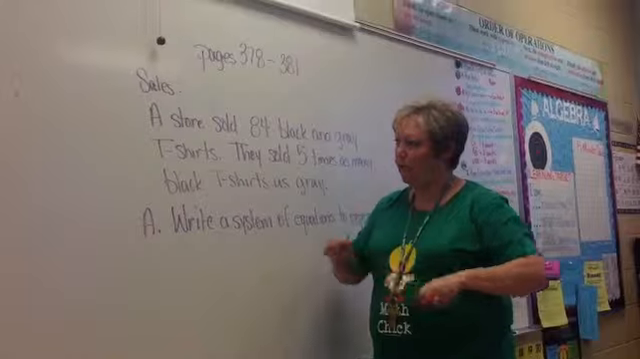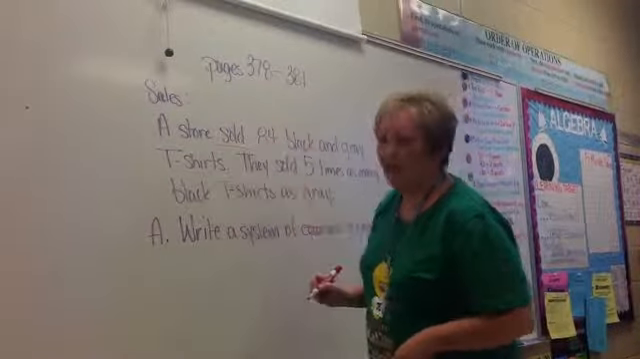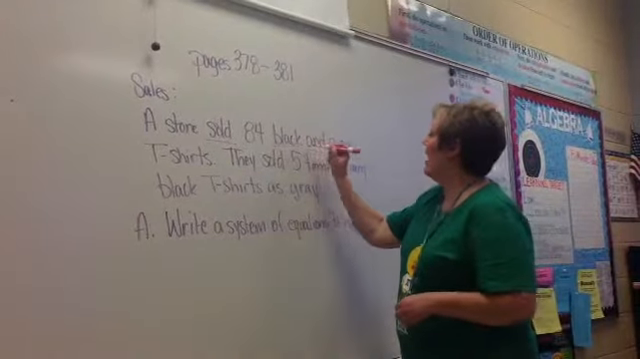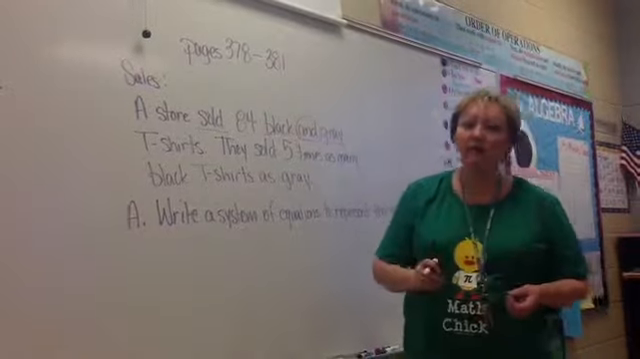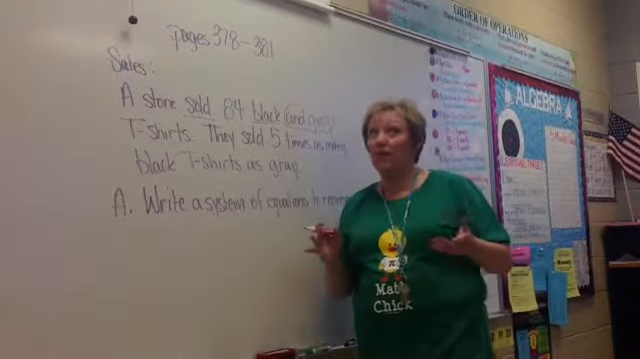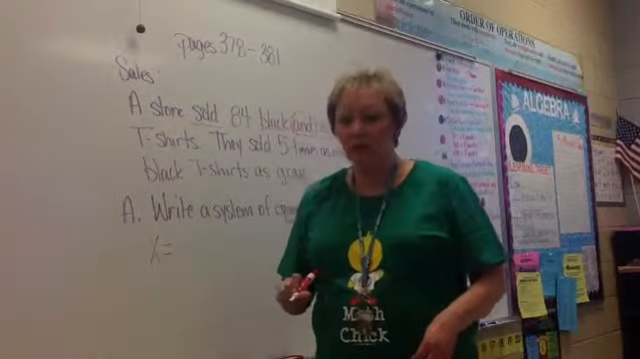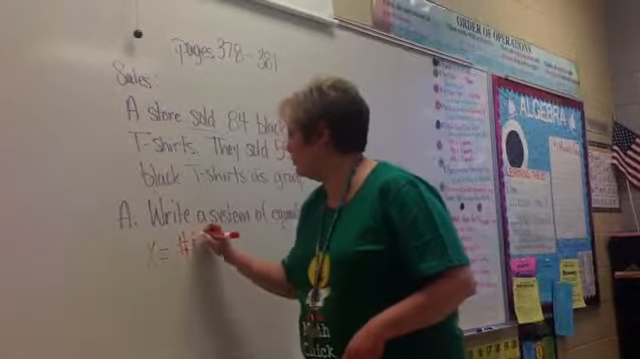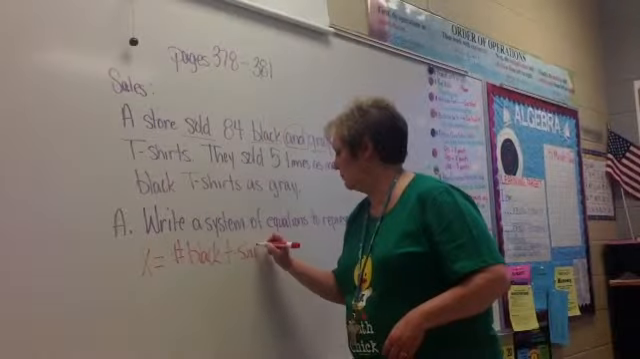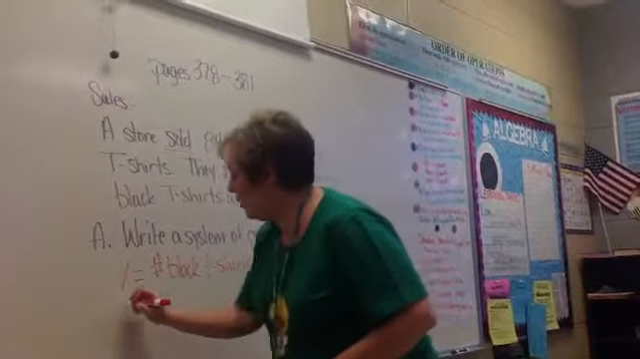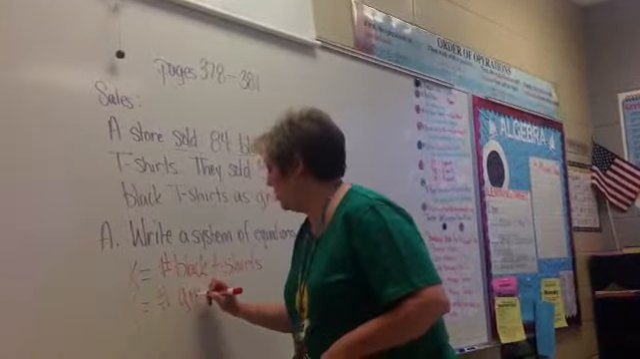Starting back with the first sentence, it says a store sold 84 black and gray t-shirts. So first off, let's do something important like defining our variables. So let's let x represent the number of black t-shirts sold. And let's let y equal the number of gray t-shirts sold.